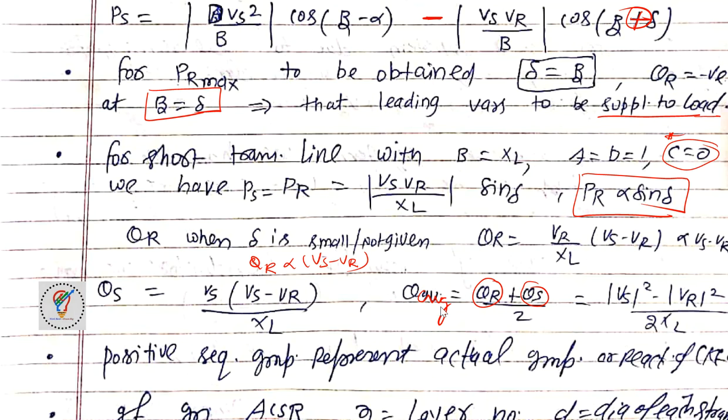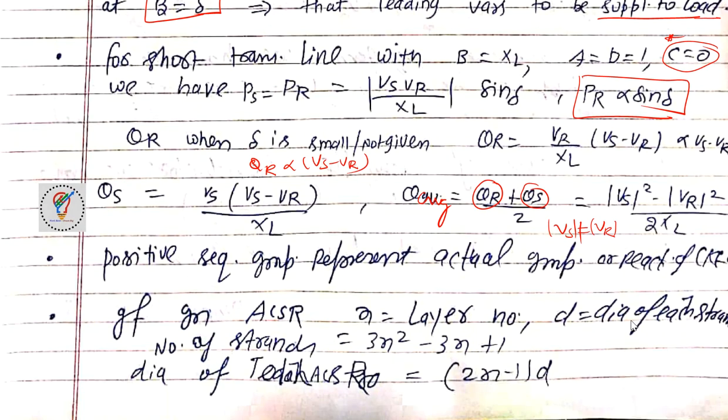Okay, and this formula is valid when Vs is not equal to Vr. Understand this point, this formula is valid at this condition. Now, positive sequence group replacement actual impedance or reactive power circuit, we'll see this next when we are discussing the fault analysis.